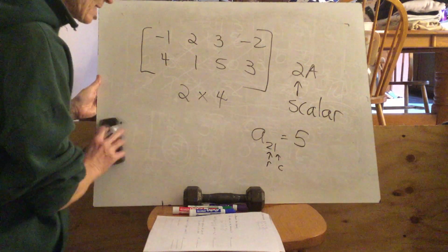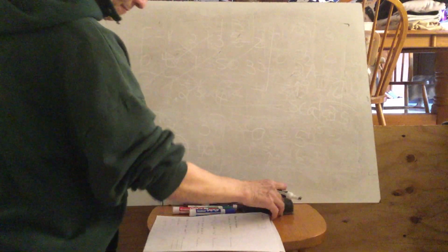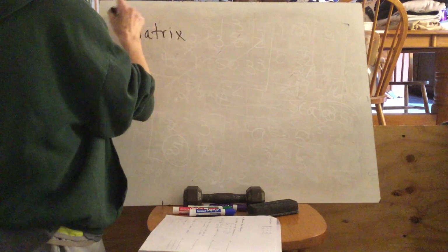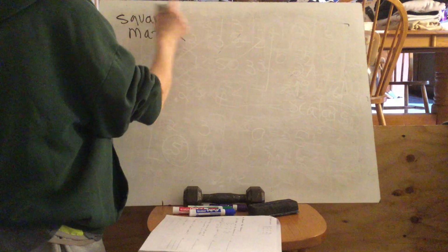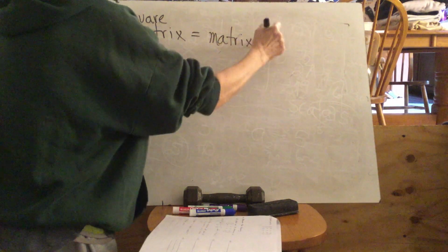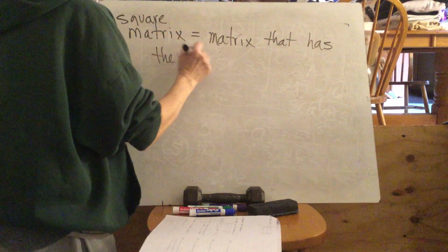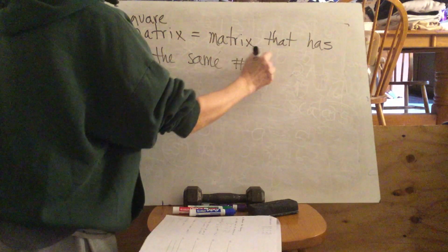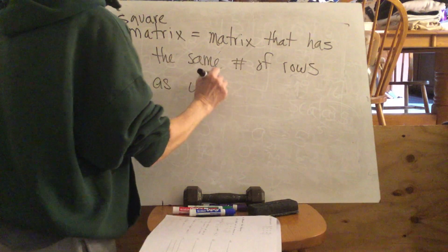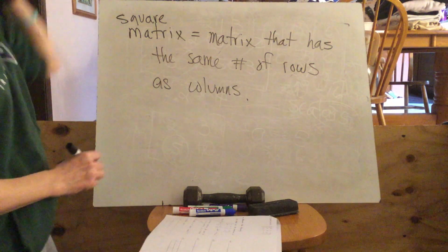D says, what is a square matrix? What is a square matrix? A square matrix is a matrix that has the same number of rows as columns. Period. That's a square matrix.